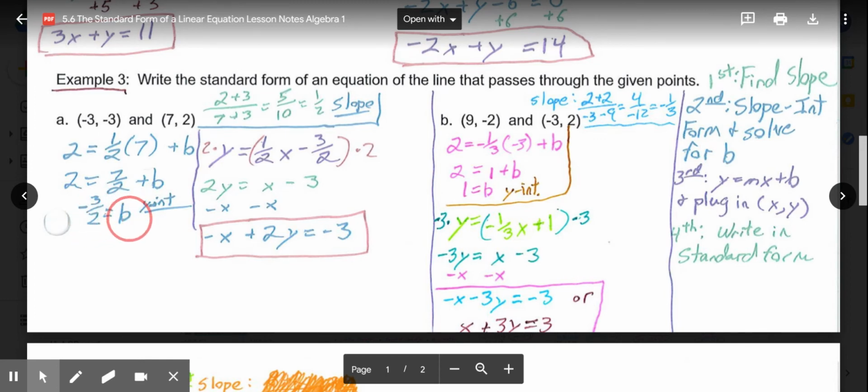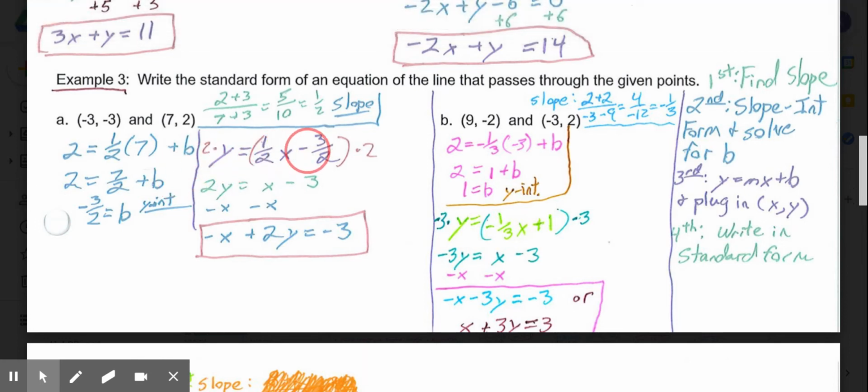So now I have my y-intercept b. So that equation in slope-intercept form, slope of 1/2, b is -3/2. So that equation would be y equals 1/2 x minus 3/2. So now I have my slope-intercept equation, y equals 1/2 x minus 3/2.